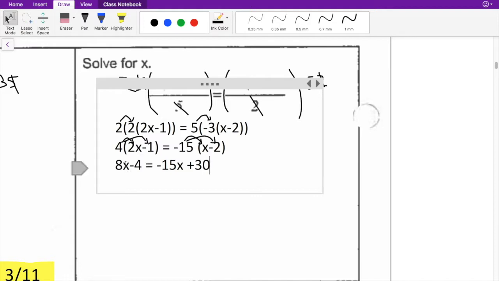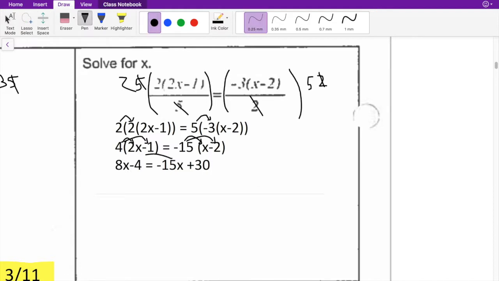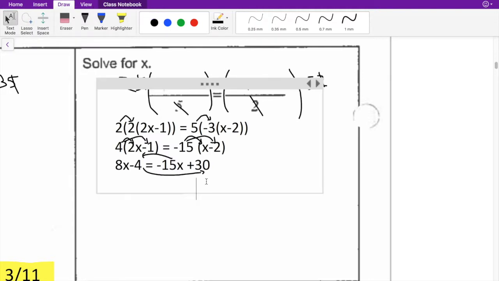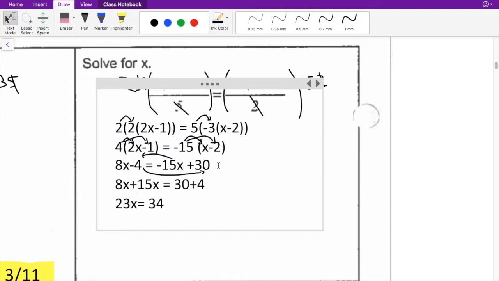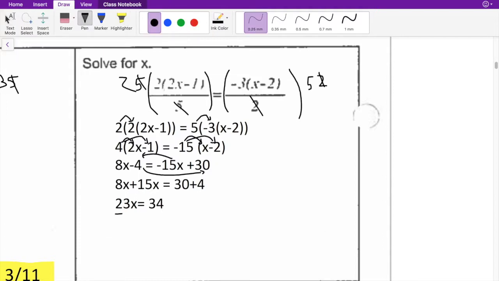Now this is my big X over here, so we're moving this way. We're going to move this over here. So I like to write down what's already over there. So 8x is already over there, and then we're going to bring over the negative 15, so it's going to become positive. And then we have the 30, which is already over here, and we're bringing over the 4, which was negative, so it's going to turn positive. Now if we put those together, we're going to have 23x equal to 34.